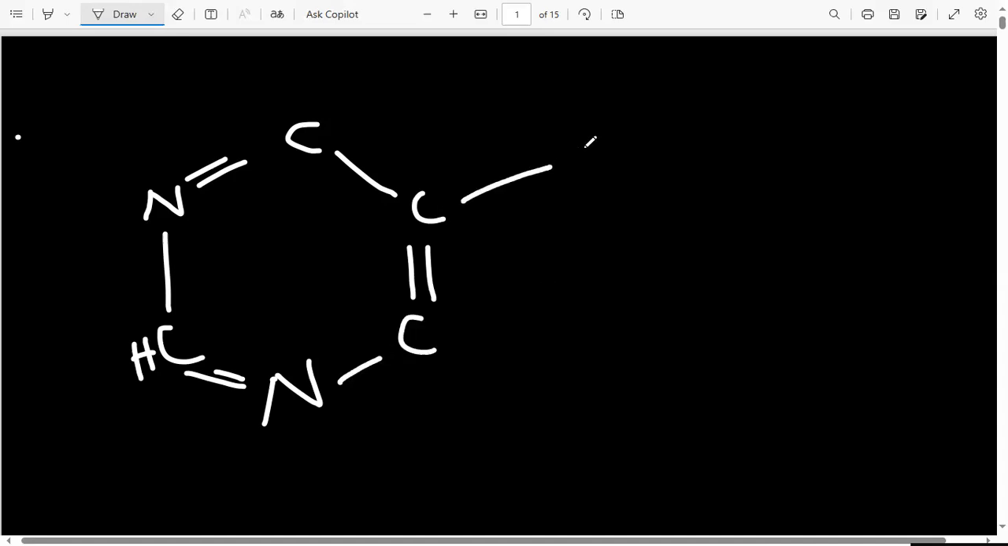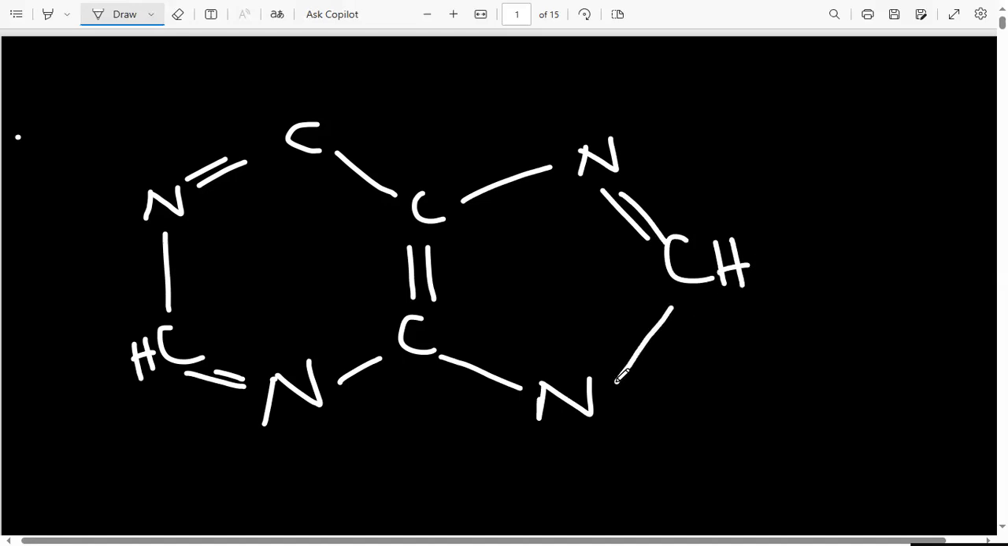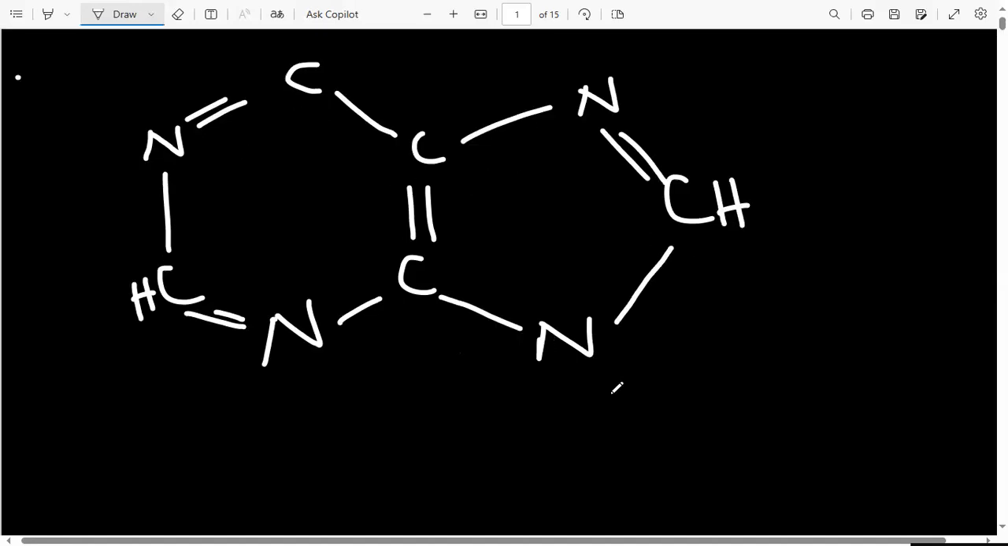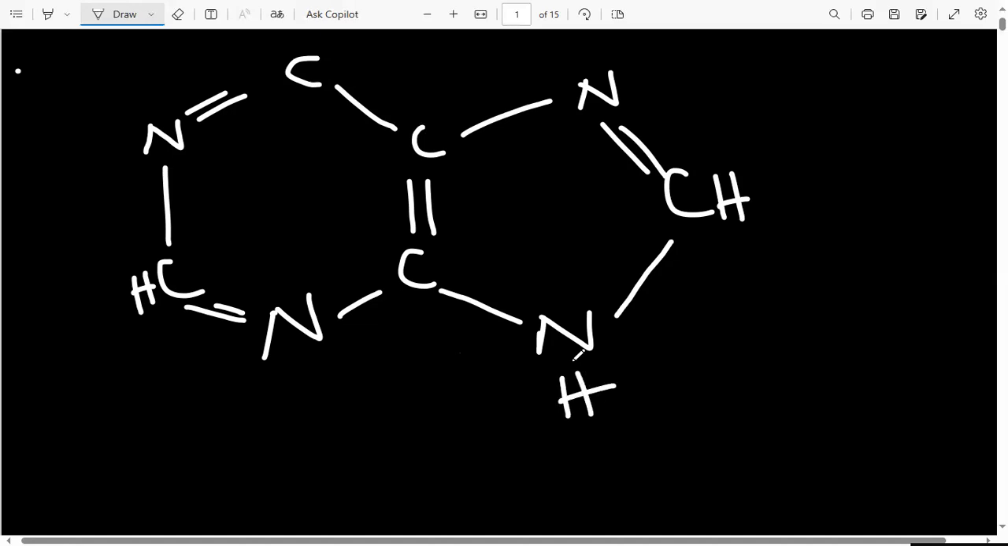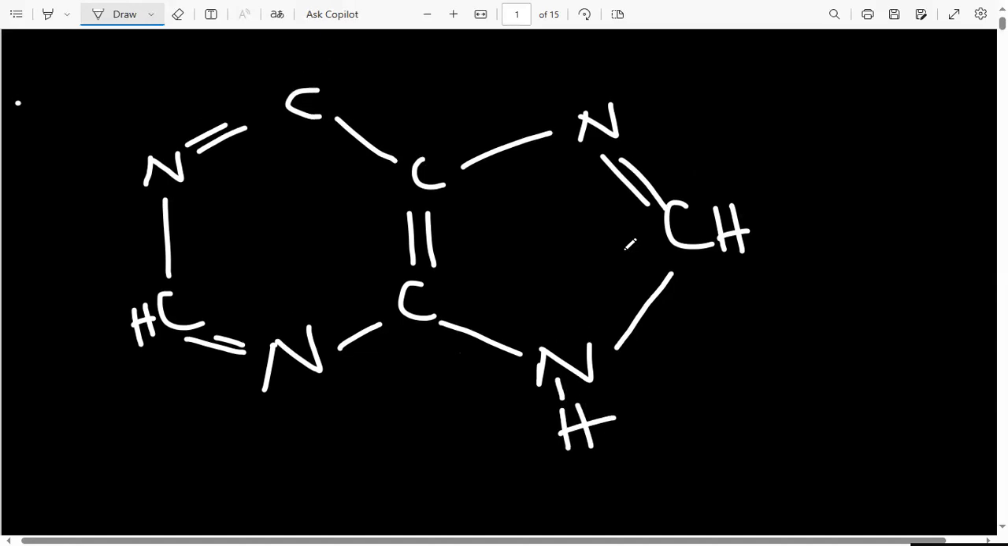From here you go to another nitrogen, and even from here you go to another nitrogen. Then from here you have a double bond that connects to a CH like that, and then here you have a single bond. I forgot to put an H here, which is bonded to this one. So this is the general structure of a purine.